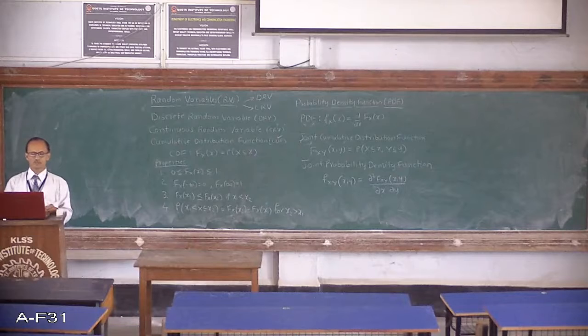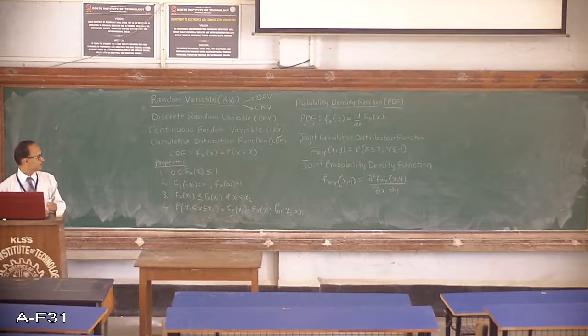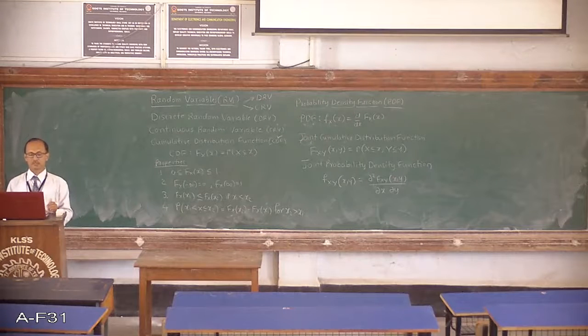Now if we come to the properties of this joint PDF, the joint PDF is again non-negative; its value is always greater than or equal to zero. The total volume under the surface of the joint PDF is equal to one. That means if you calculate the integral of fxy of x, y with respect to dx dy within the limits minus infinity to plus infinity, its value is going to be 1. Joint PDF is continuous everywhere since joint CDF is also continuous. These are some of the properties of joint PDF.